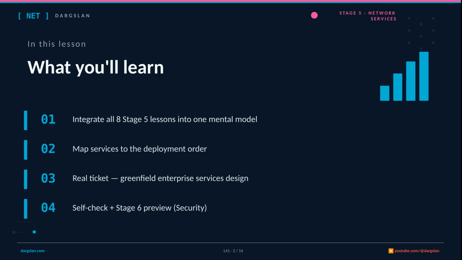First, we'll weave all 8 Stage 5 lessons into one mental model, so the services stop feeling like separate topics and start behaving like a system. Then, we'll map those services to a realistic deployment order, the sequence you'd actually follow in standing up a network. After that, we'll work a real ticket, a greenfield enterprise services design. And we'll close with a quick self-check and a preview of Stage 6, where security takes center stage.